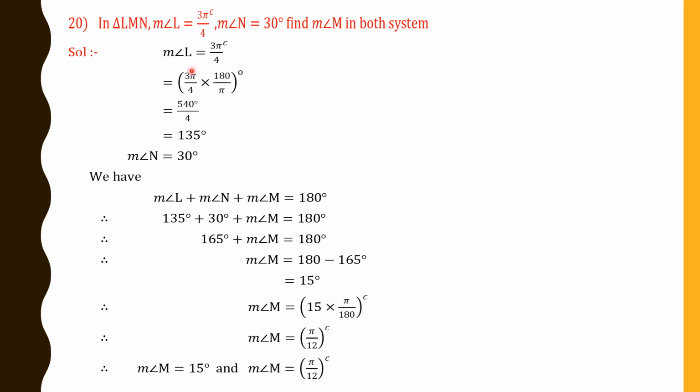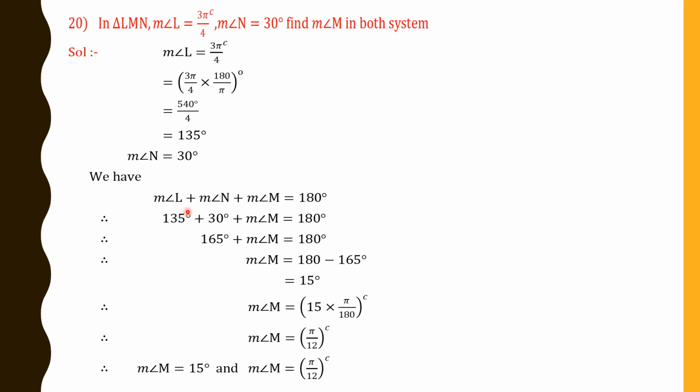Solution. Measure of angle L equal to 3 pi divided by 4 radian. Convert into degree, multiply by 180 divided by pi. Simplifying, we get 540 degree divided by 4 equal to 135 degree. Also given measure of angle N equal to 30 degree. We have sum of the angles of the triangle is 180 degree. Therefore, measure of angle L plus measure of angle N plus measure of angle M equal to 180 degree.